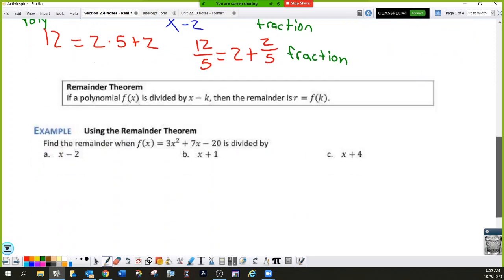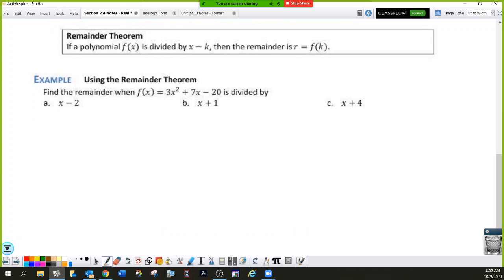Remainder theorem. Remainder theorem. If a polynomial is divided by x minus k, then we say that the remainder is, well, f of k, which is actually really interesting.